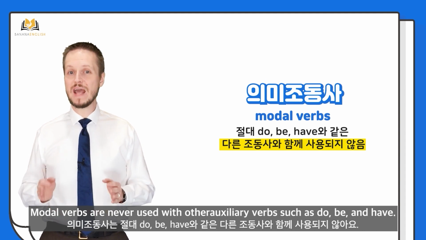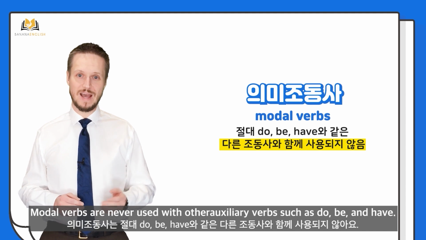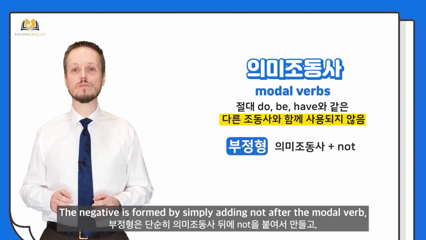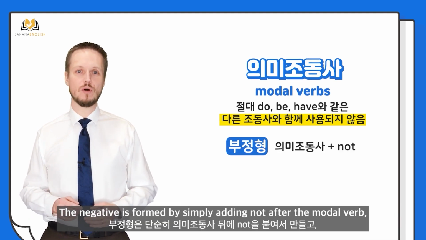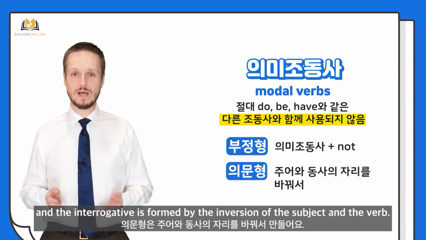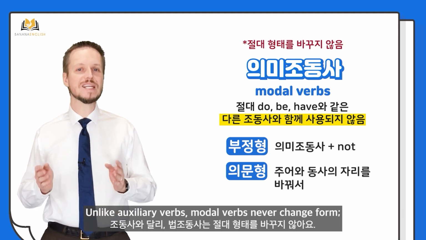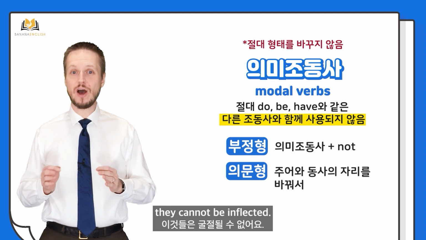Modal verbs are never used with other auxiliary verbs such as do, be, and have. The negative is formed by simply adding not after the modal verb, and the interrogative is formed by the inversion of the subject and the verb. Unlike auxiliary verbs, modal verbs never change form. They cannot be inflected.